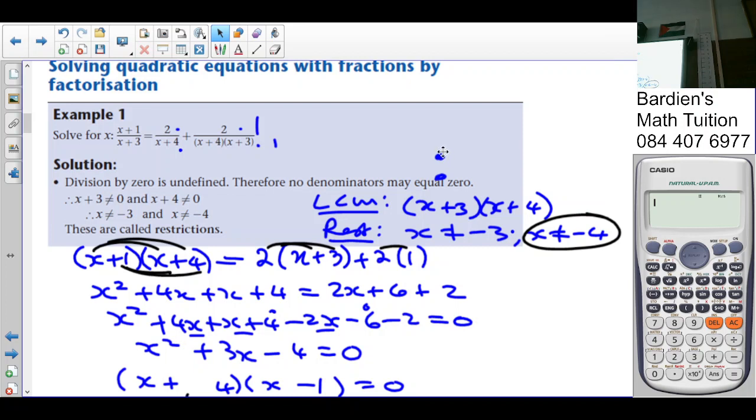First step is to factorize the denominator, then to find an LCM, right? Then simplify. The third step is to simplify. Then we factorize. Okay, and then we solve for x. With solving for x, we have to check if one of the solutions overlaps the restriction.